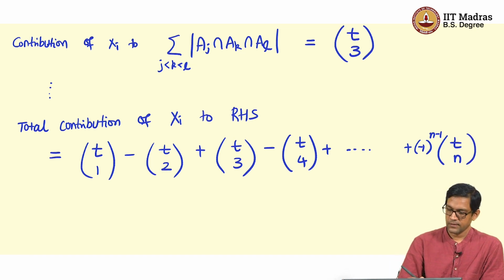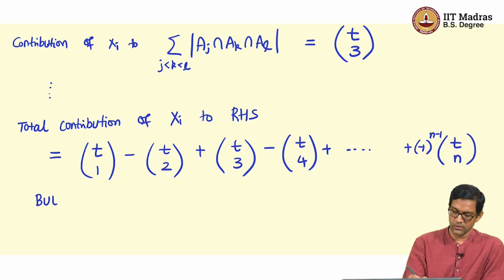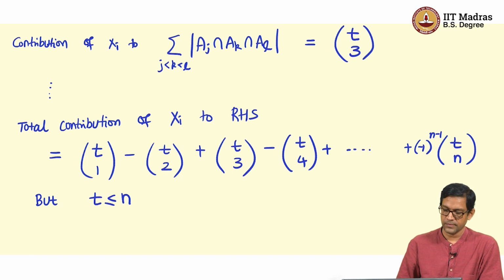Okay. But observe in practice, what do we know? There is something that we should observe about this. t is the number of ones in the ith row. So t is at most n, right? n is the total number of columns.